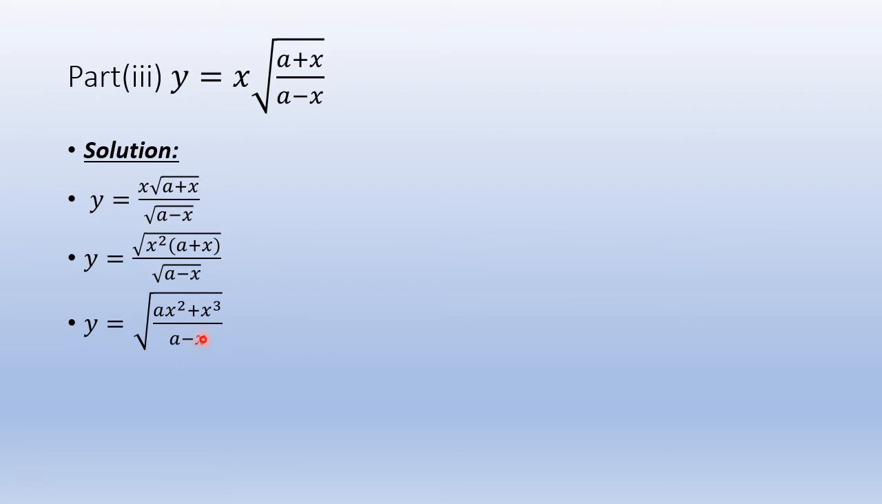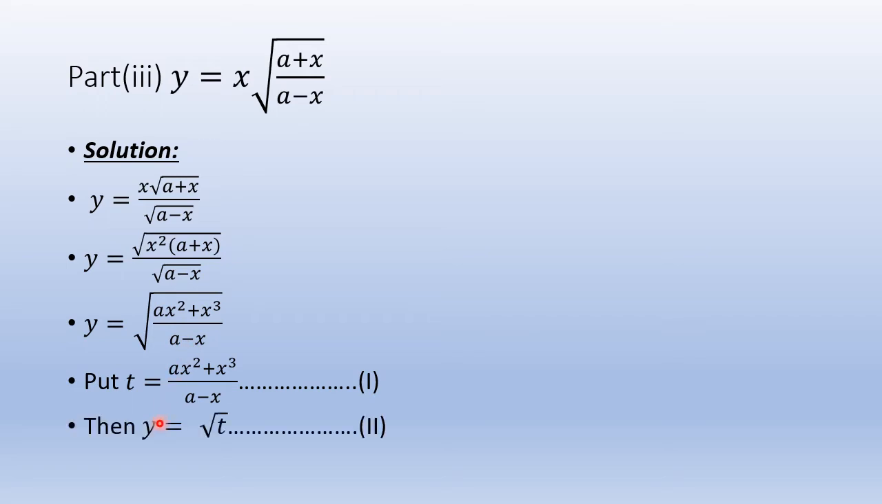Put this radicand equal to t. Put t equals (ax square plus x cube) by (a minus x) and name it as 1. And now when we put all this equal to t, what does y become? So y becomes the square root of t, and we name it as 2. Now what are we going to do? We are going to differentiate both sides of 1 with respect to x. So we will put a d by dx here and a d by dx here.